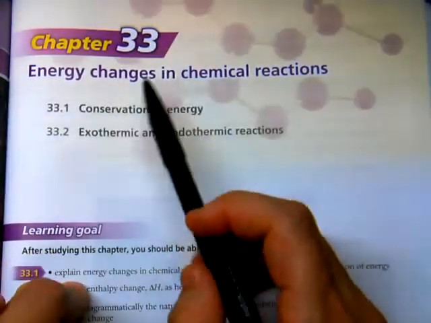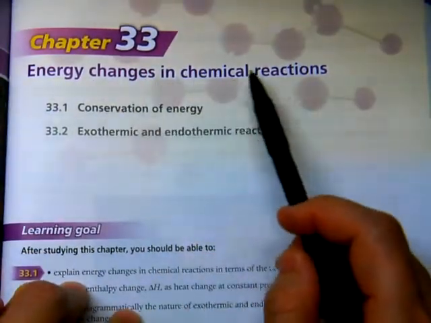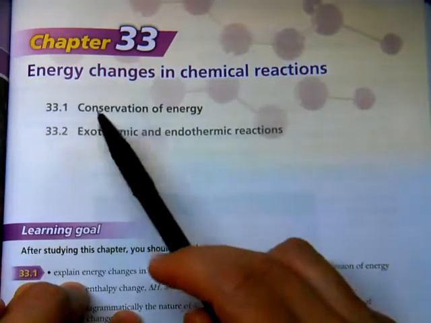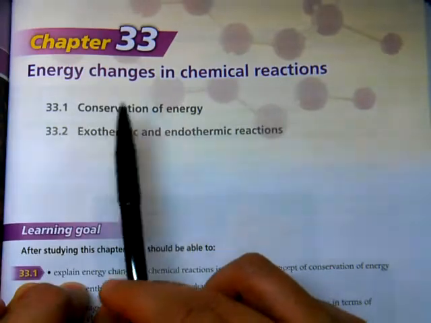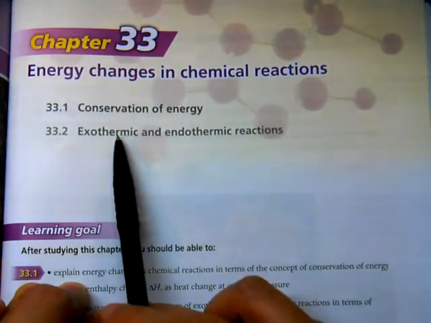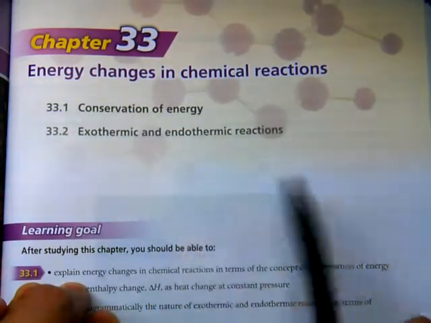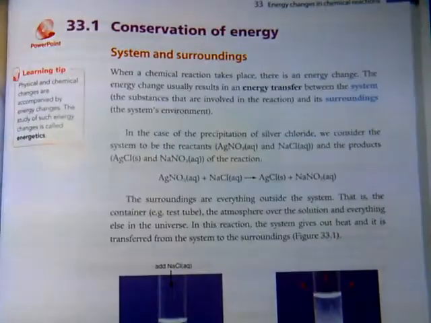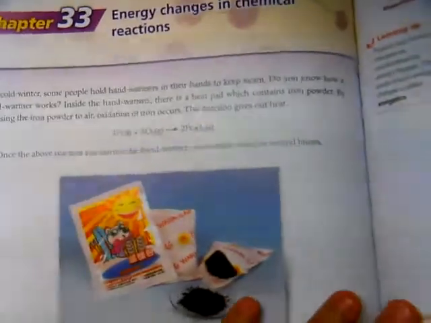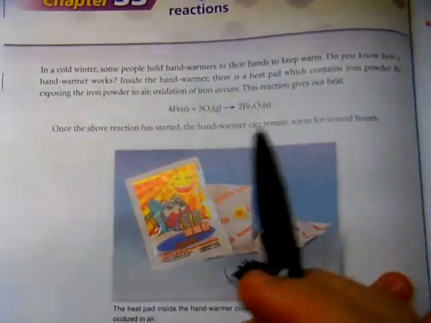Chapter 33 is about energy changes in chemical reactions. In this chapter, you have to learn conservation of energy and also the definitions of exothermic and endothermic reactions. Now, please turn to the next page. Let's look at some daily examples of reactions.